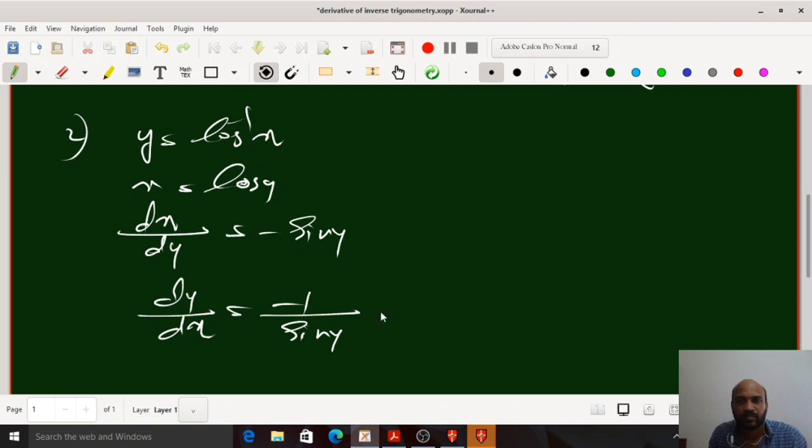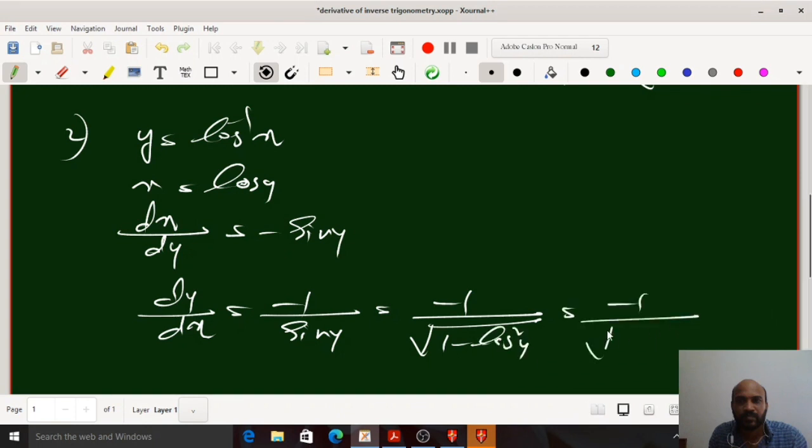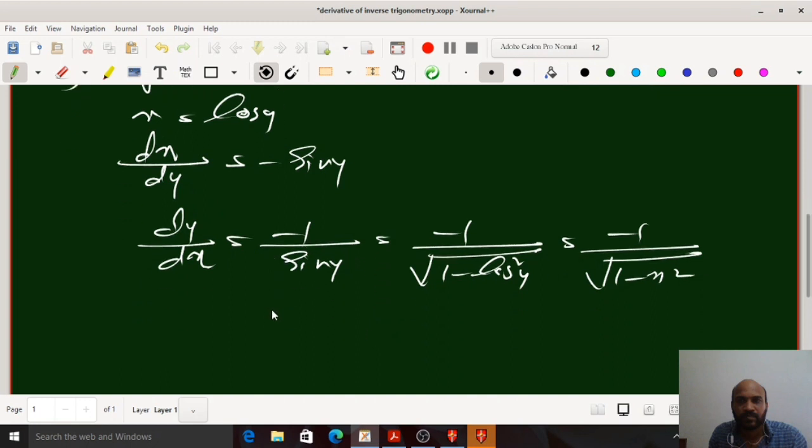So just like last one, express sin y in terms of cos, because cos y is equal to x. So we'll get minus 1 by root of 1 minus cos square y. So that is equal to minus 1 by root of 1 minus x square. That means derivative of cos inverse of x is minus 1 by root of 1 minus x square.